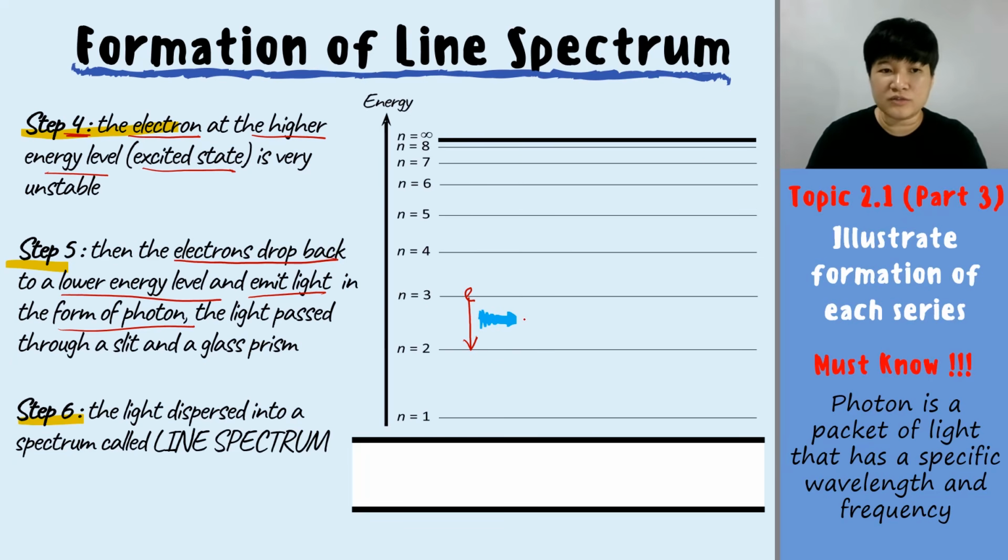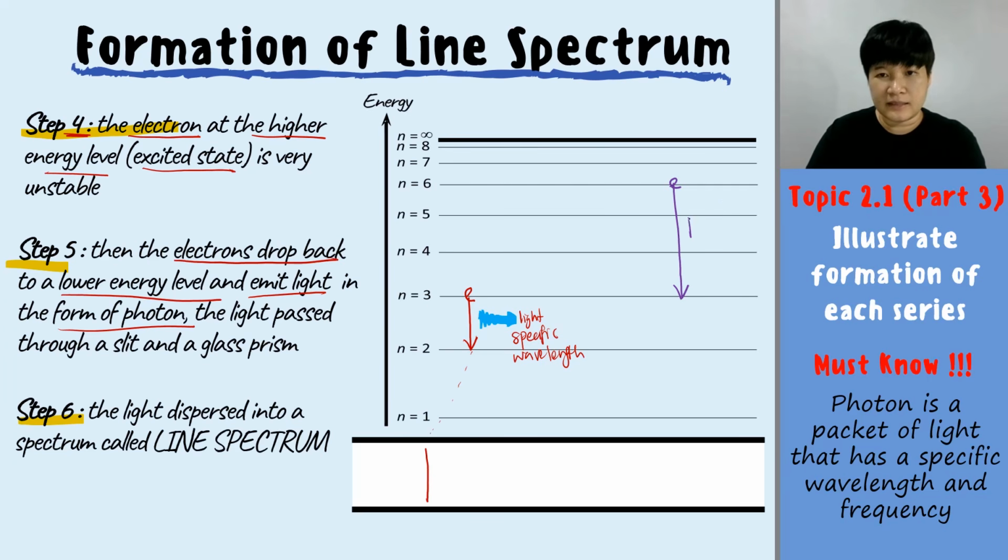This light will have a specific wavelength. This specific wavelength will then go through a slit, and then a prism, and form a line in your line spectrum. I hope this recalls the formation of the line spectrum. Let's say another electron is at n equals 6, and it drops all the way down to n equals 3.